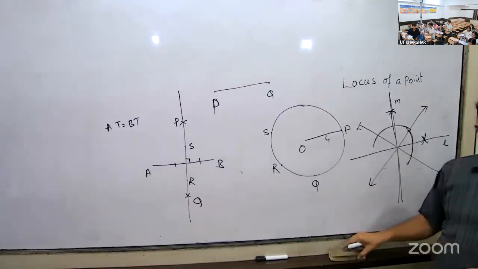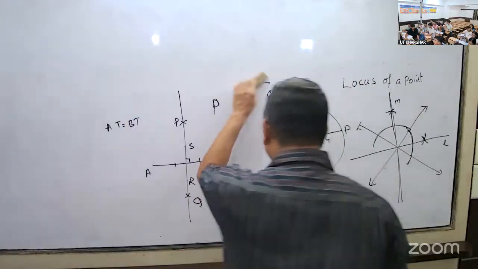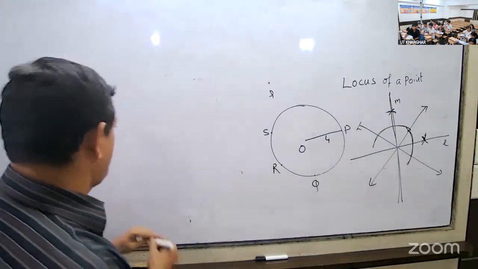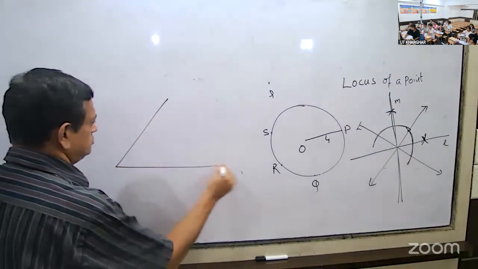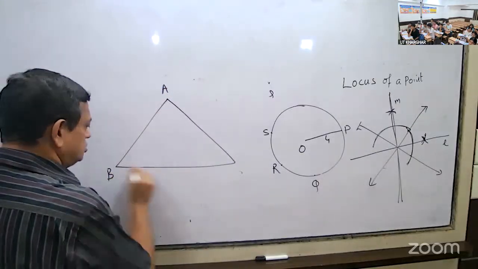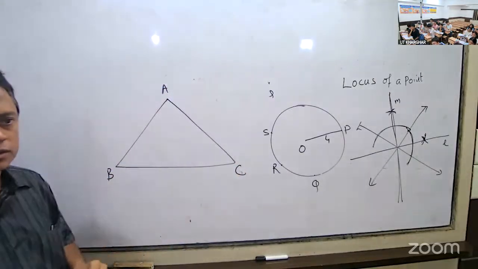Now listen, I am going to ask a question. If you have followed, you will understand. There is a triangle. The triangle I have drawn. Obtain the locus. Listen carefully.